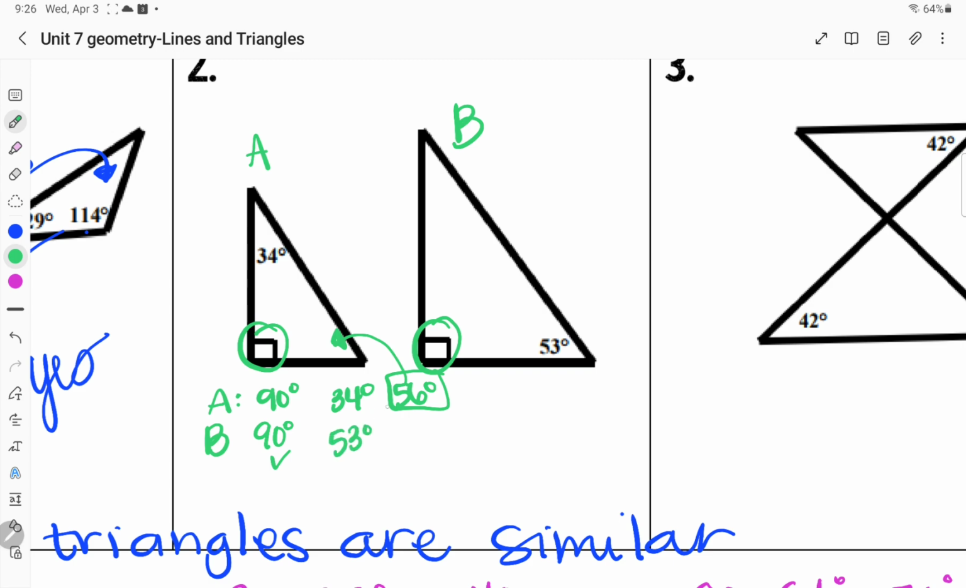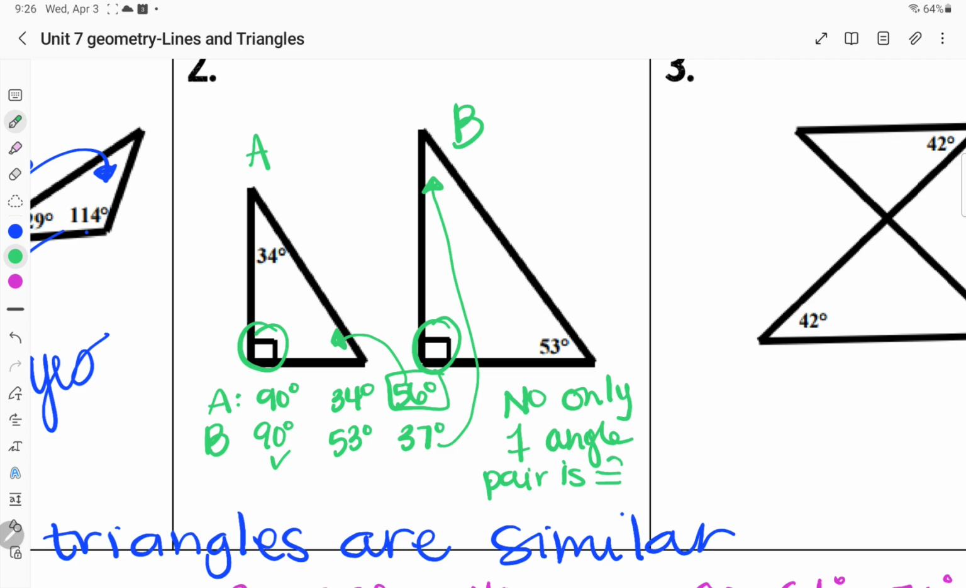So 53 is not the same as 56, and 53 is also not the same as 34, which means my last angle is also going to be different. I could do 90 minus 53 to figure out that third angle, which is 37. So we can see that this is close, but this is no. Only one angle pair is congruent, and remember, this is the symbol for congruent. So only one angle pair is congruent. We need at least two, because that means the third one automatically will be.